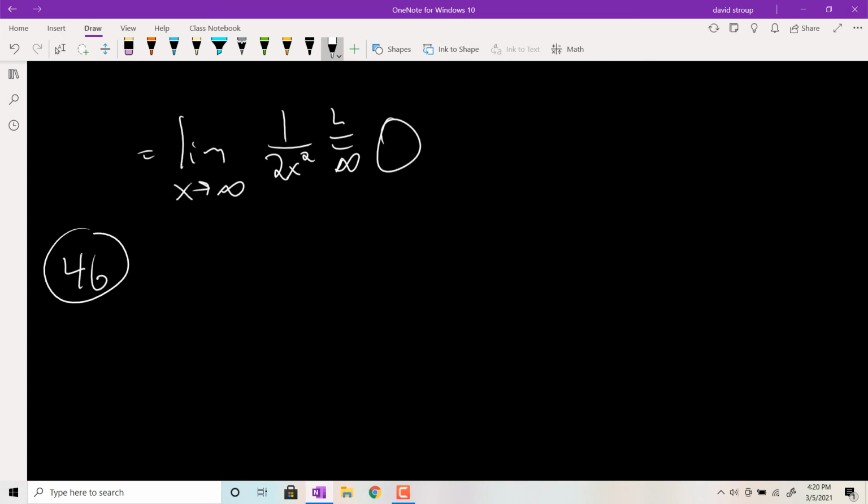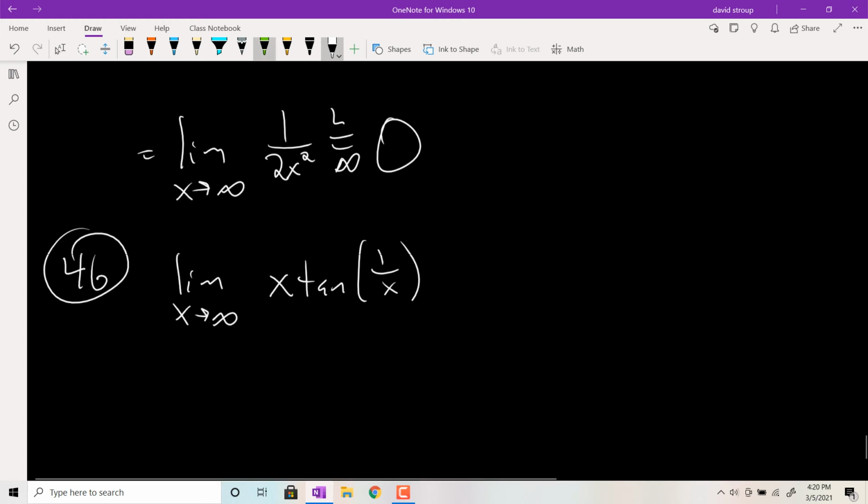So this is 46 in the book. Limit as x goes to infinity of x tan of 1 over x. Okay. So in this case, if you let x go to infinity, inside the tan you have 1 over x. So 1 over x as x goes to infinity is 0. And then the tan of 0 is 0. If you let x go to infinity, that will go to infinity. So the form is infinity times 0.